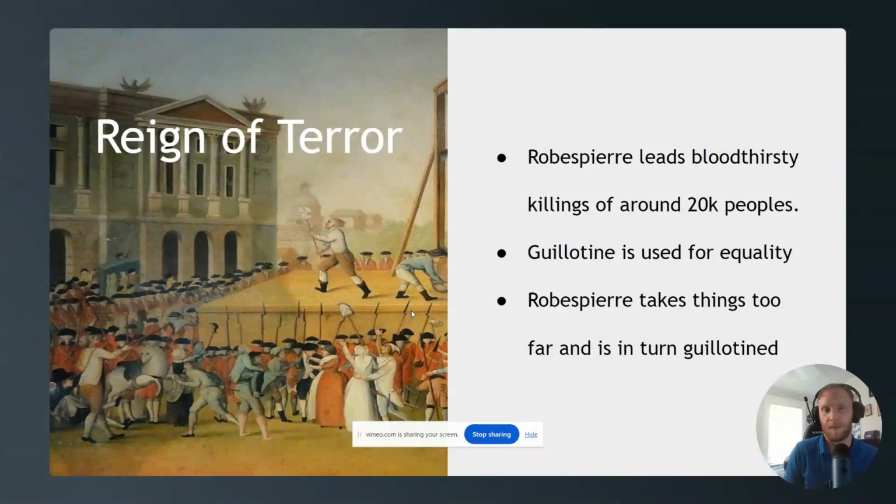Now, the guillotine itself is used because it's a source of equality. No matter what, you die a quick death. It's pretty painless for the most part. I mean, you're dead, but it's just real quick. And it's equal because no matter what, it's a good death. The kings can die by it. Peasants die by it. It's an equal death. The same result. Your head gets chopped off.